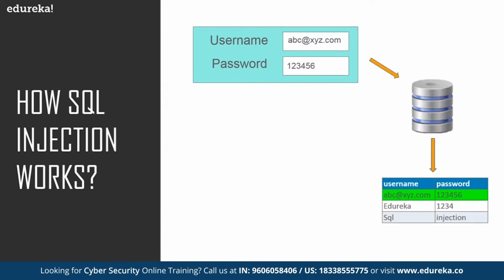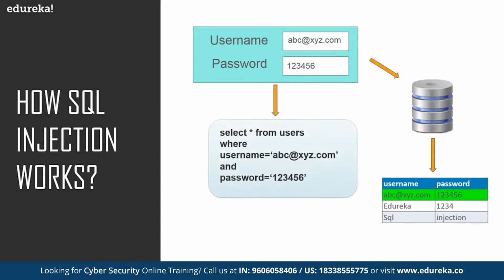So for this example, the simple query that would be generated would look something like this. SELECT *, where star means fetch any number of rows that match some condition, FROM users, where users is the name of the database table. Then there's a condition to check the username equal to abc@xyz.com and the password should be 123456.